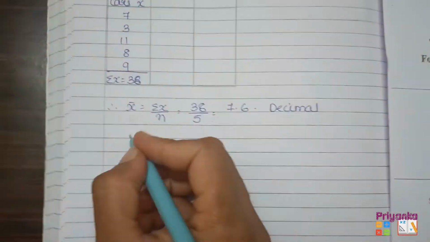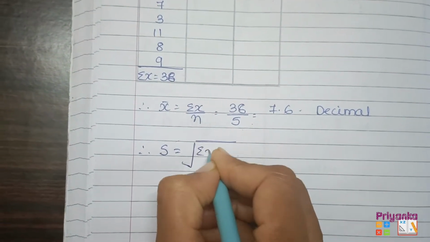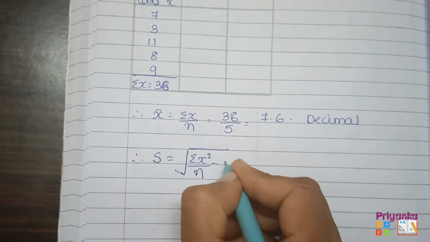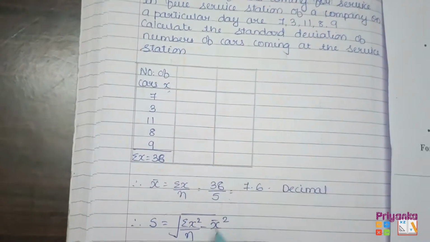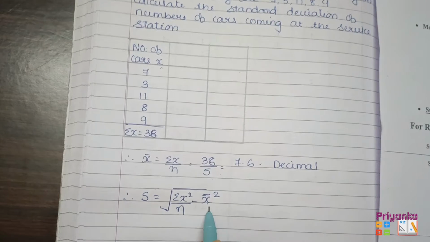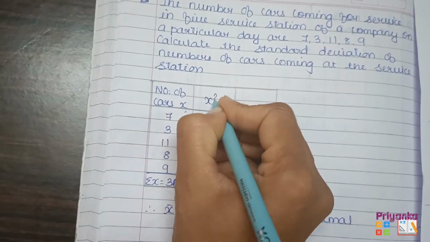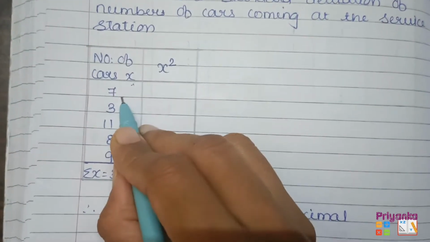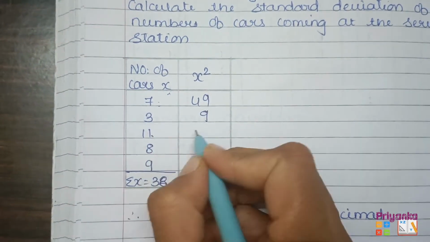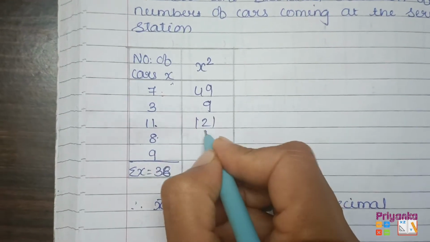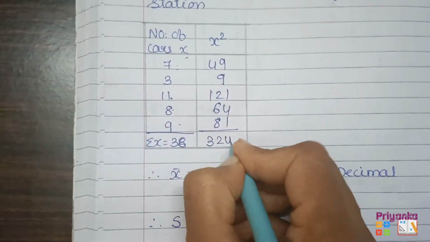First we'll write the formula, and on that basis we can decide which column has to be prepared. That is sigma x square upon n minus x bar square. Now x we have, and the mean we have already found. What we need is x square, the square of this column. 7 sevens are 49, 3 threes are 9, 11 into 11 is 121, 8 eights are 64, and 9 nines are 81. Get the total of this, you will get 324.